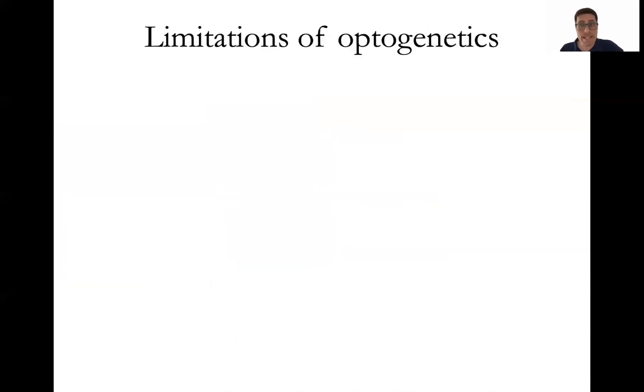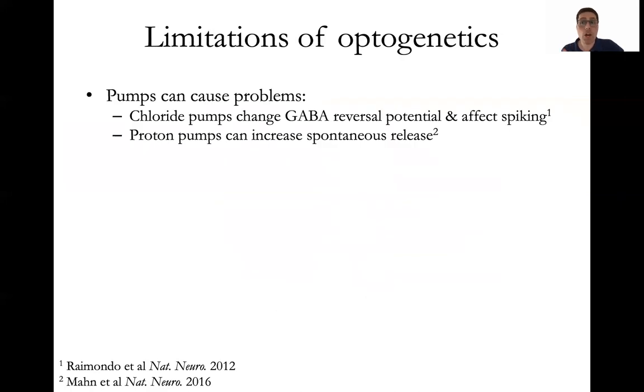As useful as it is, it still has limitations. It's not a perfect technique. So we know, for example, that the pumps that cause a lot of chloride to rush into the cell can cause problems. They change the reversal potential for the GABA receptor, right? This is what normally gives rise to inhibition because of the chloride gradient. But if you pump cells with a lot of chloride, well, strange things happen. Maybe that GABA receptor will now actually, when activated, cause chloride to rush out of the cell. And that can affect spiking later on.